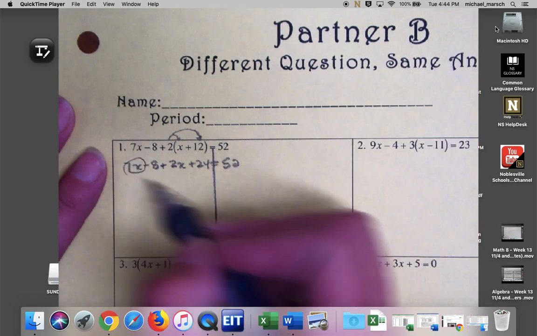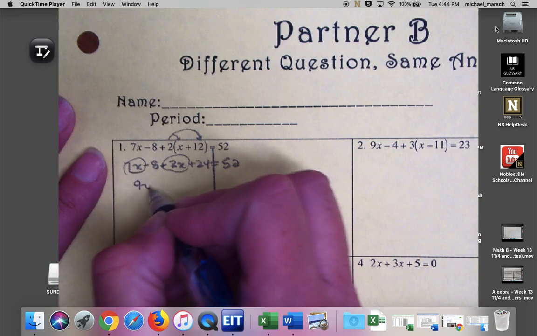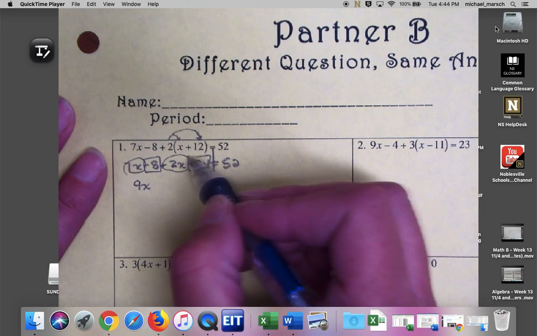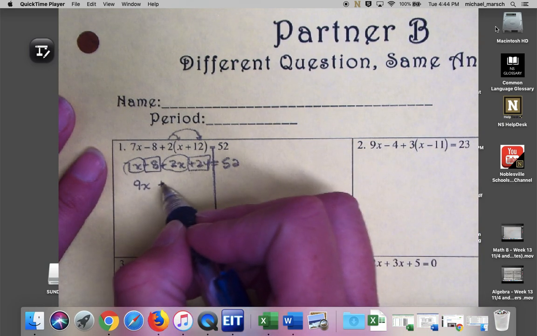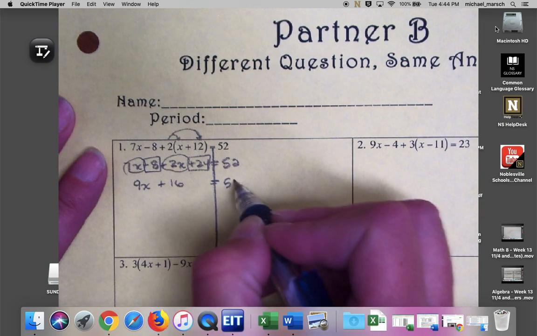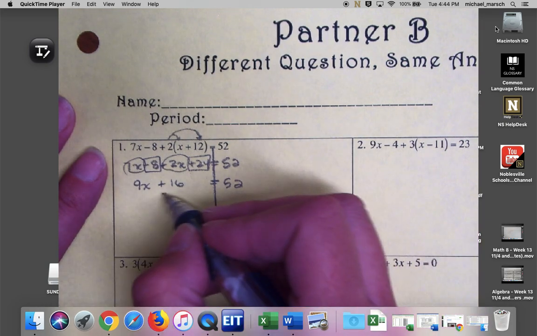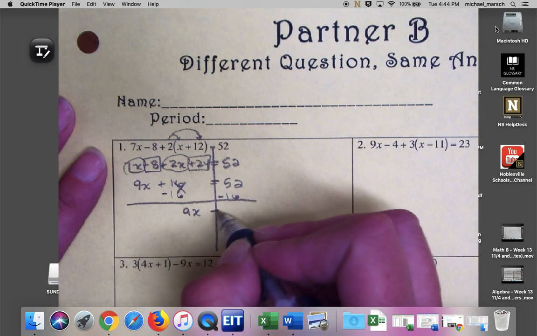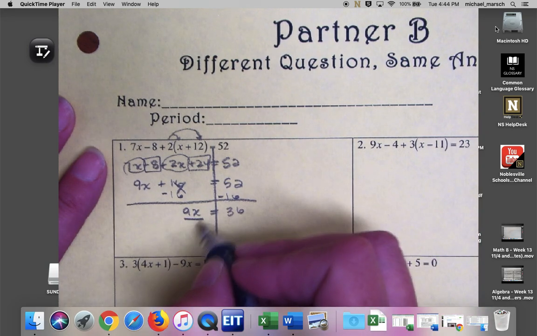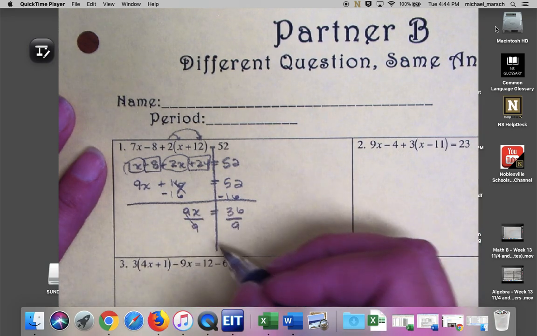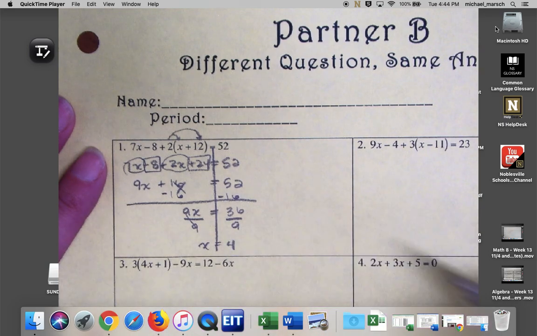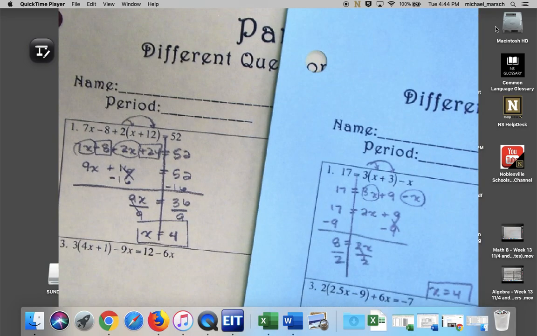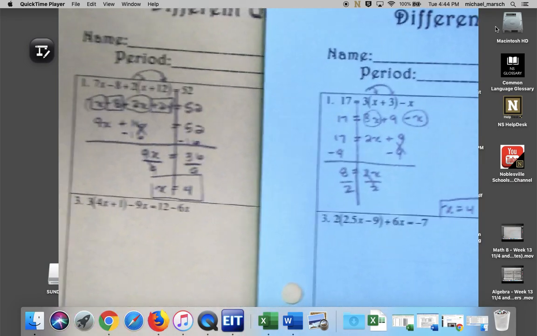I have 7x plus 2x, so now I have 9x on this side. Remember, I'm combining them. And then I have negative 8 and positive 24. When I combine those, I get positive 16, and I bring down the 52. Now I've just got a two-stepper. So I'm going to subtract 16 from both sides. 9x equals 36. Divide both sides by 9. x equals 4. So you'll see that partner A and partner B, the answers were both 4.